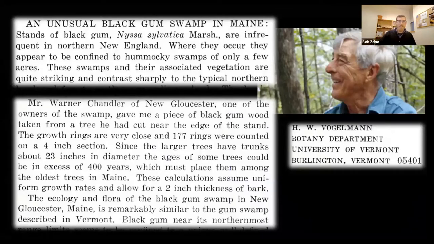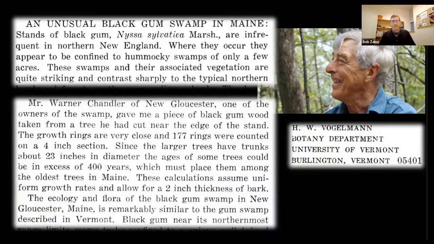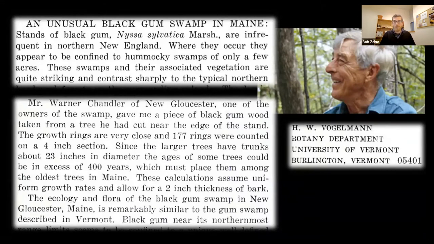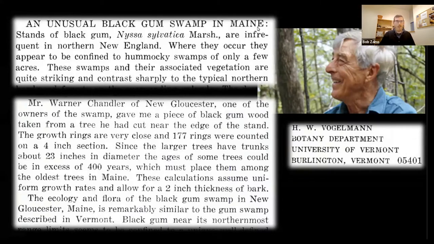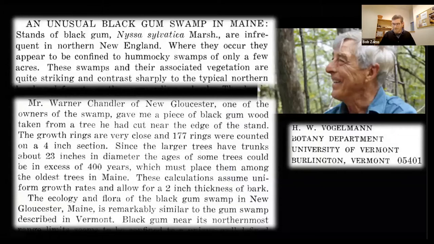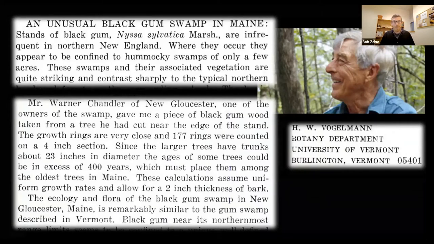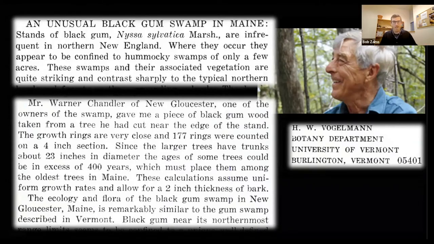The third natural community that I'd like to talk about is our red maple black gum basin swamps. And I want to start with a little paper that was published by Hub Vogelmann, who worked in the University of Vermont Botany Department and was sort of the inspiration for the field naturalist program that I've participated in and Liz has taught students at for many years and many other friends and colleagues have gone through. He reported finding this unusual black gum swamp in Maine. And black gum is a southern tree that just barely makes it up into northern New England. And he reported that there was this 4-inch section of a trunk with 177 rings.